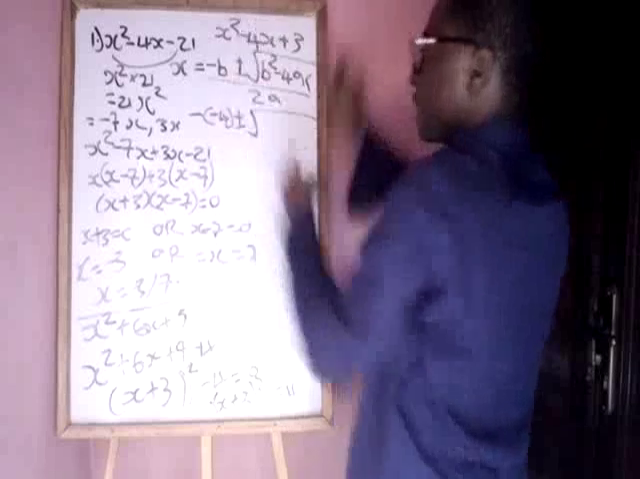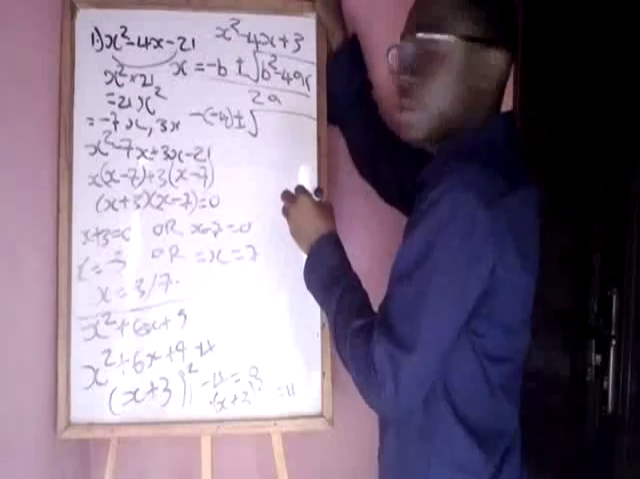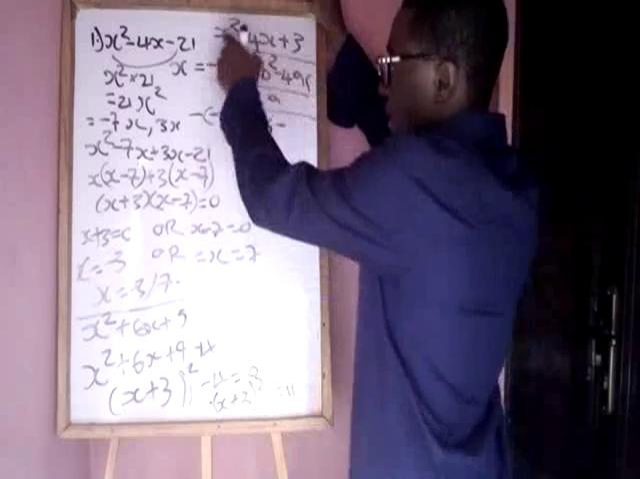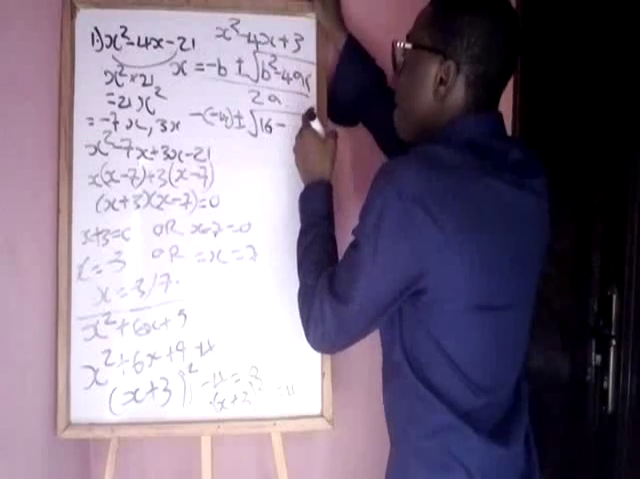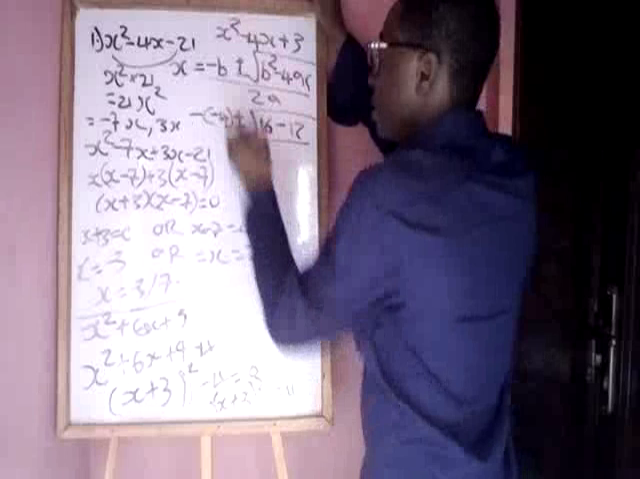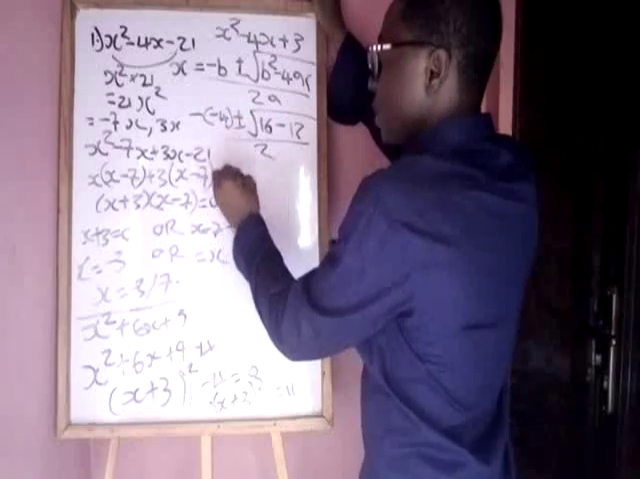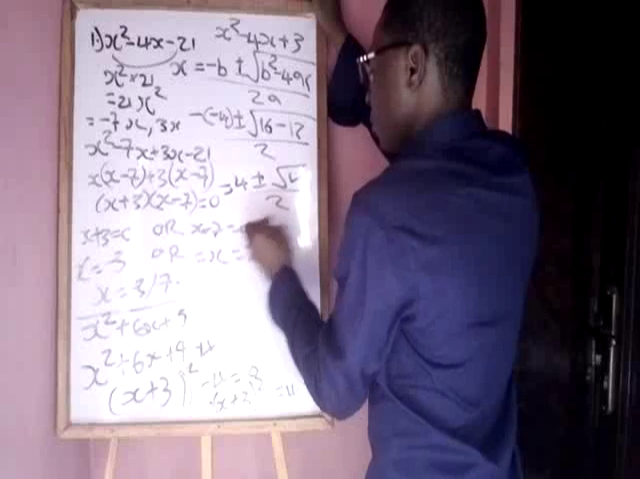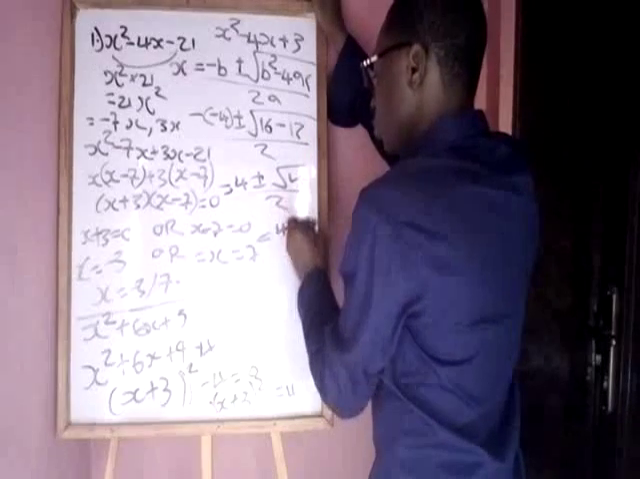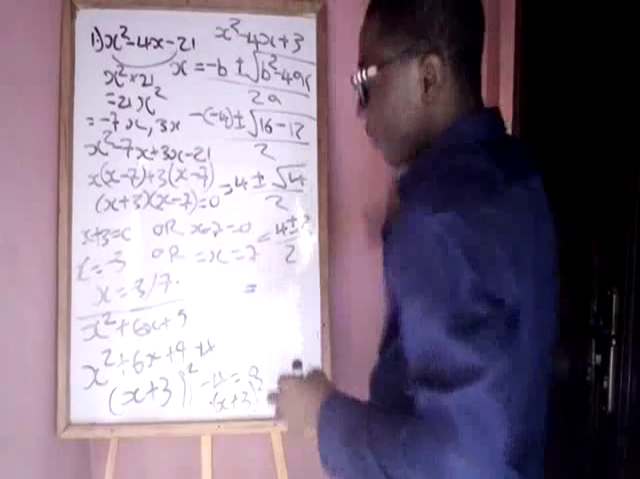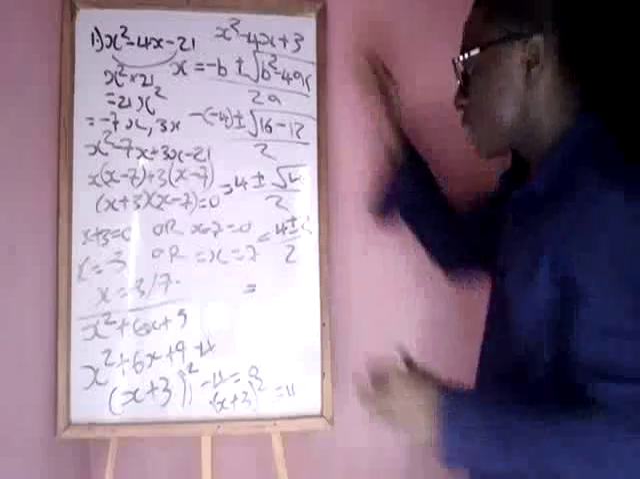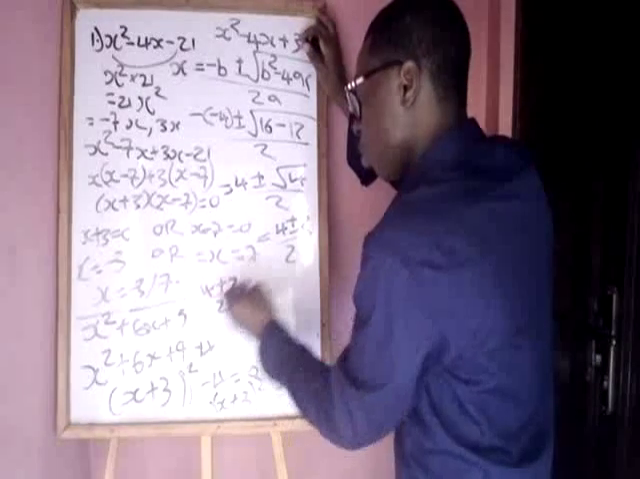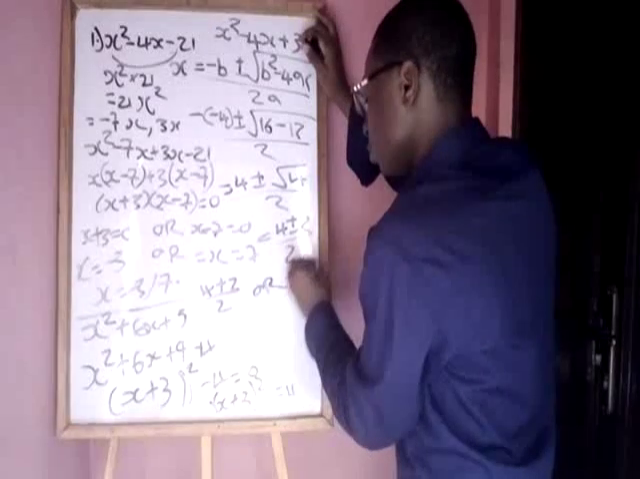So that means we have minus b, that's minus minus 4, plus or minus the square root of b squared, that's minus 4 squared, which is 16, minus 4 times a times c, 4 times 1 times 3, that's 12, all over 2 times a, that's 2 times 1, that's 2. Minus minus 4 is 4, so 4 plus or minus root 4 over 2, that equals 4 plus or minus 2 over 2. That's 4 plus 2 over 2 or 4 minus 2 over 2.